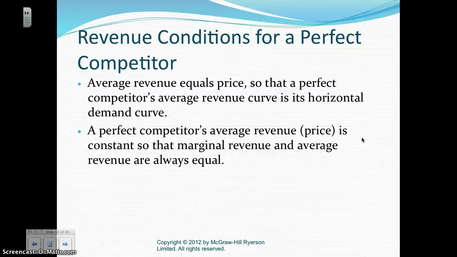So marginal revenue and average revenue should always be equal. Now this is illustrated in various ways, but these are important little concepts to keep in mind. Average revenue equals price, so a perfect competitor's average revenue curve is its horizontal demand curve, and a perfect competitor's average revenue or price is constant, so marginal revenue and average revenue are always equal.